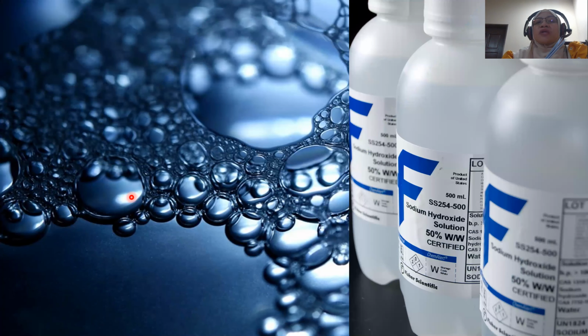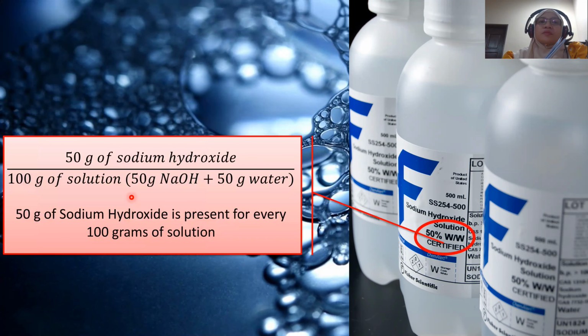This is an example of a chemical label with weight percent concentration. As shown here, 50% weight indicates 50 gram of sodium hydroxide per 100 gram of solution, which consists of 50 gram of sodium hydroxide plus 50 gram water. Or in other words, 50 gram of sodium hydroxide is present for every 100 gram of solution.